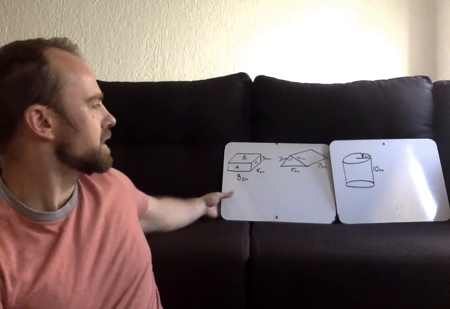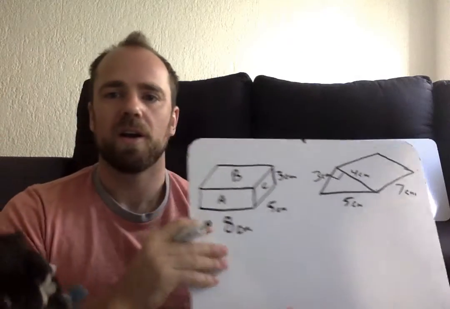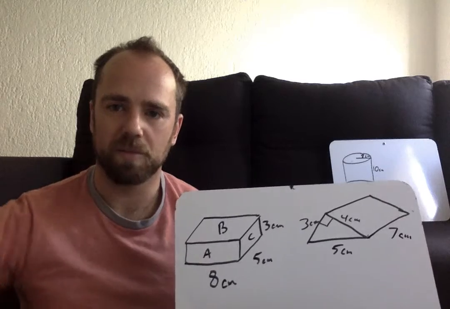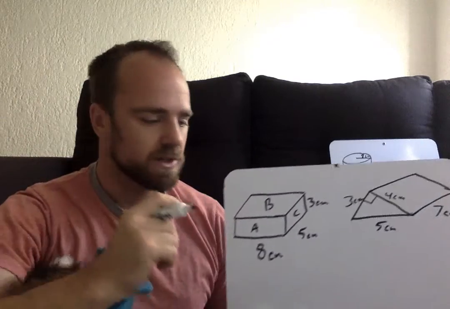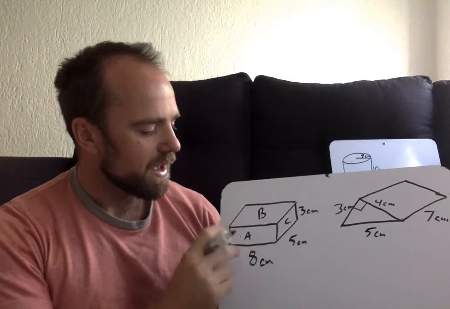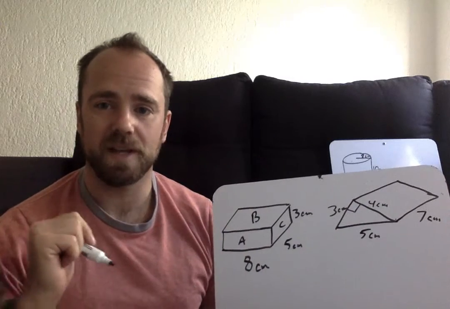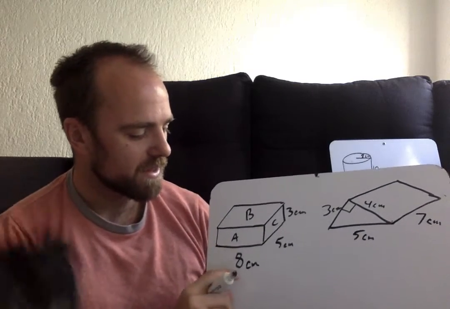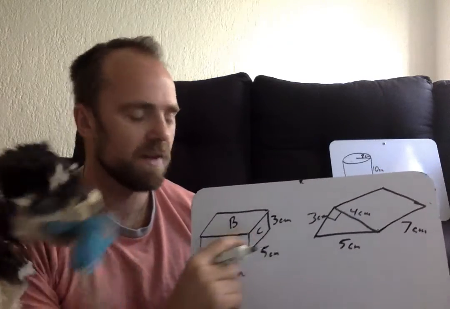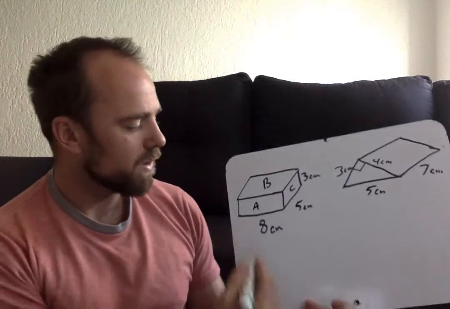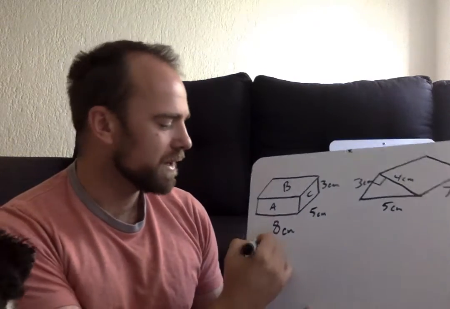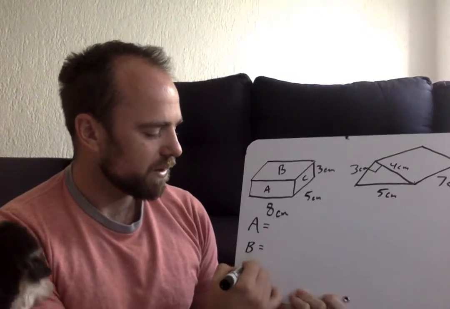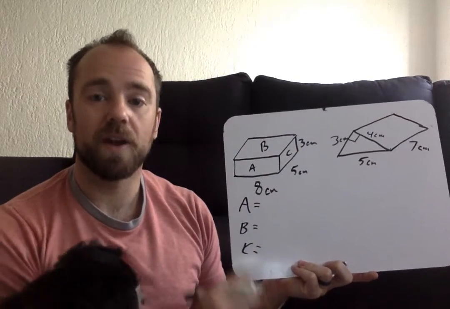Okay, so in this example, we're going to start with our right rectangular prism. In this situation, we've got A, B, and C. So we've got three sides, and they all are duplicated. We have a length of 8, a length of 5, and a height of 3. So what I need to do is find the area of A, B, and C. I'm going to find the area of each of those.